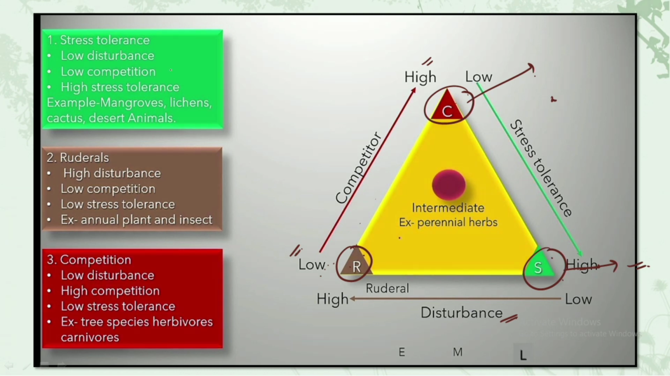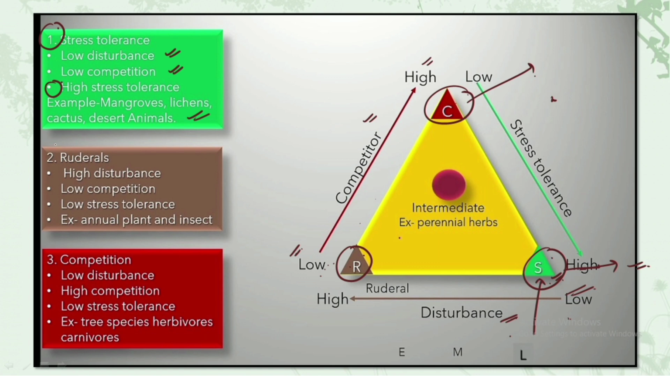What we have to remember are these points. The first one are the stress tolerators. As we have discussed, these organisms occur in low disturbance and low competition areas. You can see in this area where there are stress tolerators present, there is less disturbance and also less competition, because the competition is not towards the stress tolerators area. In addition there occurs very high stress tolerance, that is, these organisms could tolerate stress to a wider extent, and the common examples are the mangroves, lichens, cactus and the desert animals.